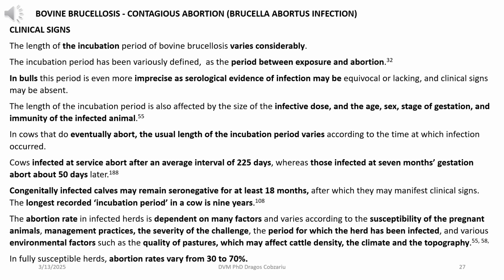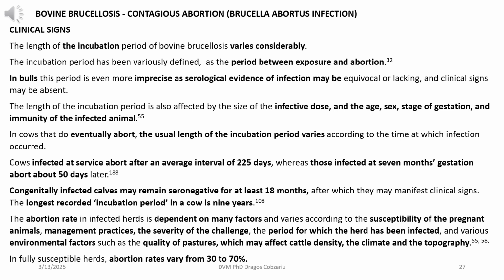The length of the incubation period is also affected by the size of the infective dose, and the age, sex, stage of gestation, and immunity of the infected animal. In cows that do eventually abort, the usual length of the incubation period varies according to the time at which infection occurred. Cows infected at service abort after an average interval of 225 days, whereas those infected at 7 months gestation abort about 50 days later.